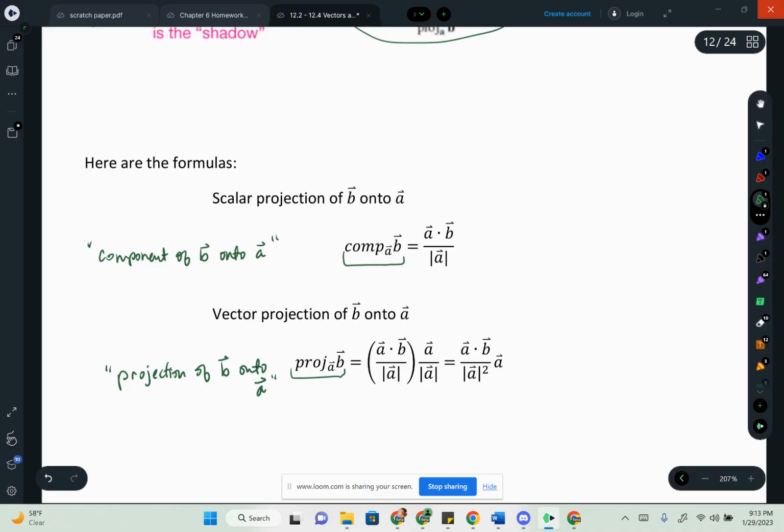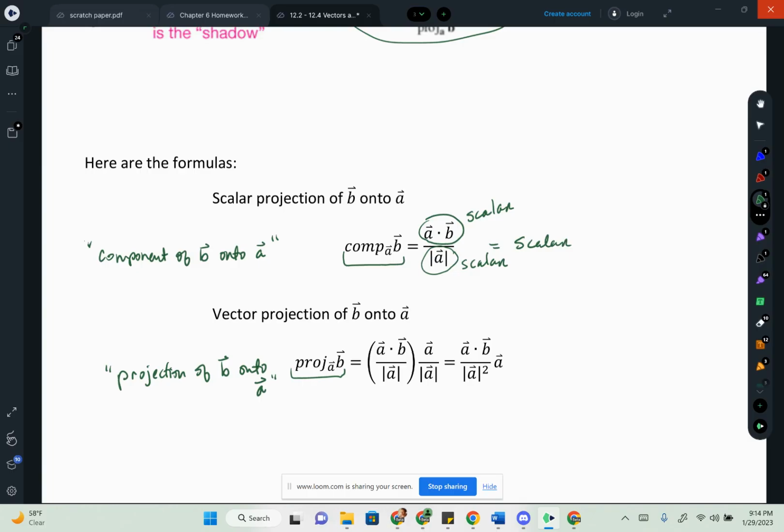Okay, so notice in the scalar projection, the component of B onto A, in the numerator we have a dot product, and that is a scalar. In the denominator we have a magnitude, and that is a scalar. So overall, we get a scalar. And so when you're calculating a scalar projection, you should expect a number, and that is going to be the length of the shadow. If you're getting a vector, then you did not just calculate the scalar projection.